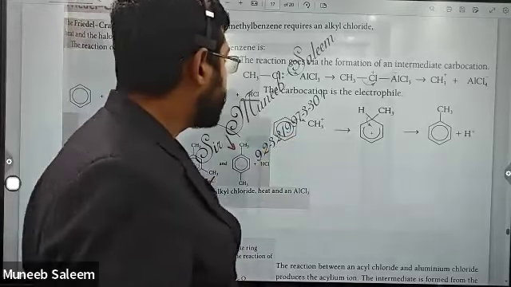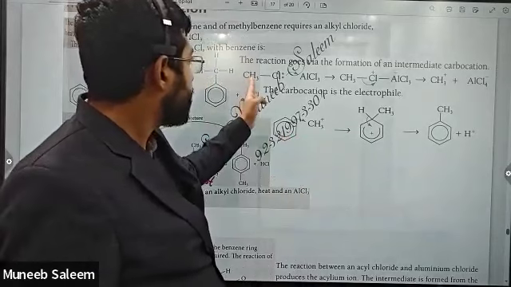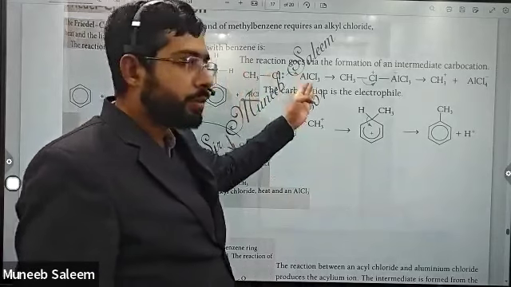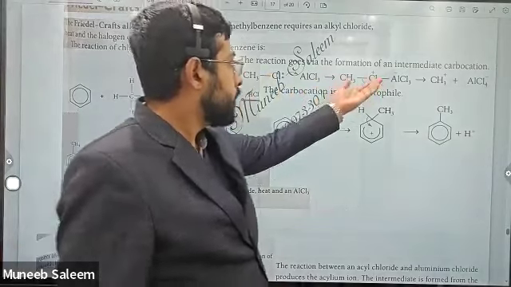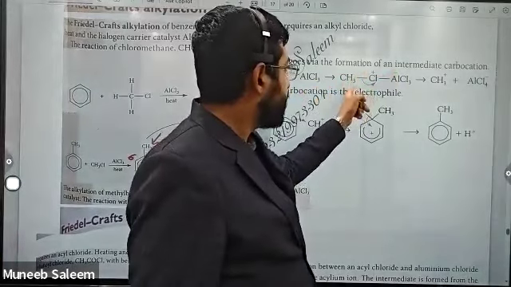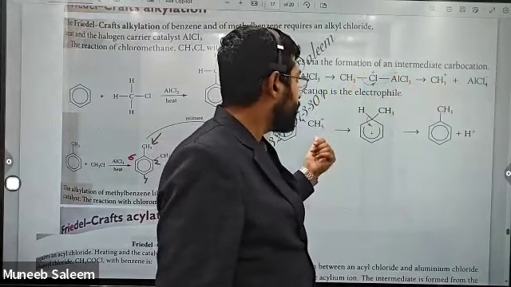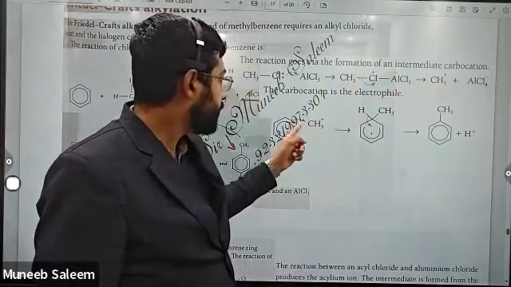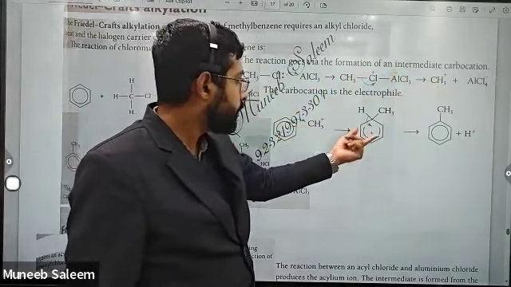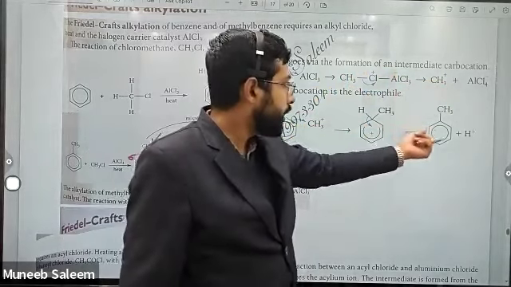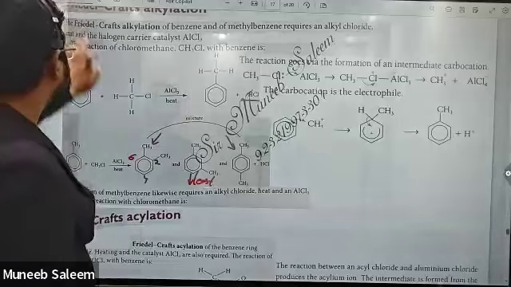So this is the mechanism explained. We have chloromethane reacting with the AlCl3 to make this intermediate. Now this intermediate is converted into a carbocation along with AlCl4 negative, and then the attack on the benzene is through the carbocation. So this is benzene, this is the carbocation. We get the same intermediate, and then reformation of the benzene ring or pi electrons.